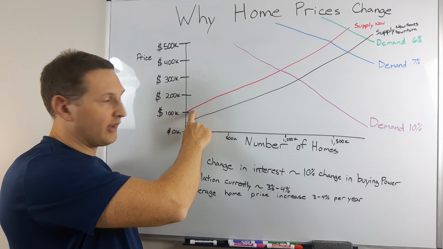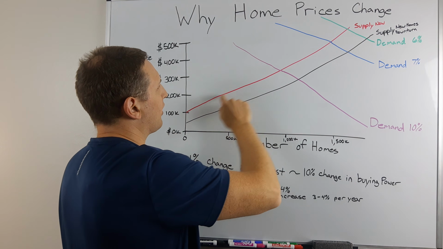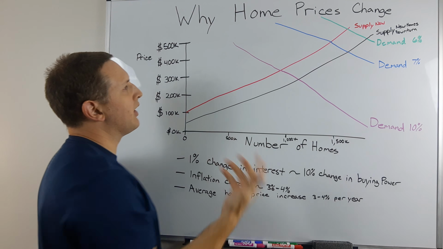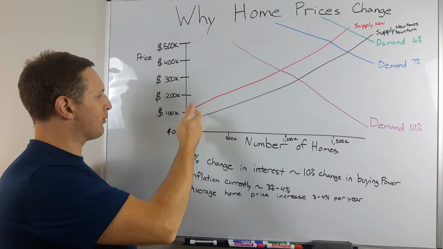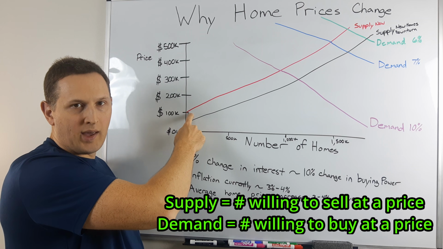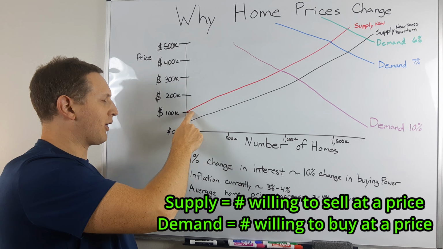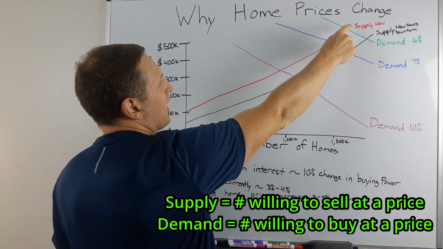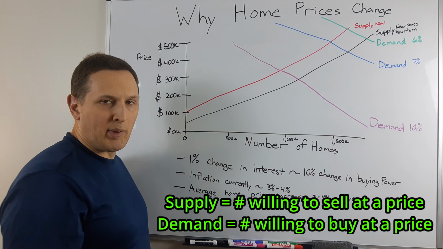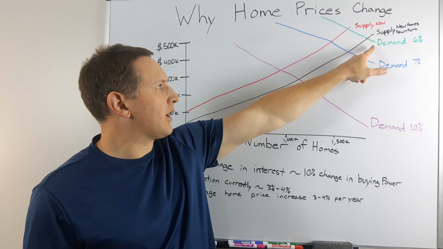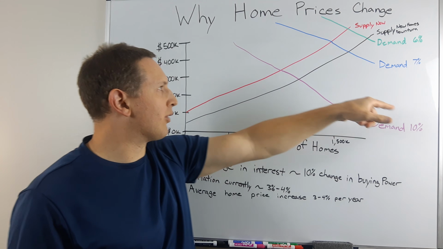So let's take, for instance, this red curve. Let's call this the current supply. This is the number of homes for sale at any given price. If people are only willing to pay, say, $100,000 for a home, not too many people will want to sell their home. If people want to pay $500,000 for a home, people will gladly sell their home. So here's a demand curve. It goes down to the right.